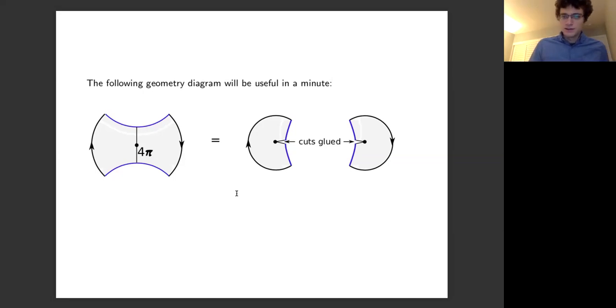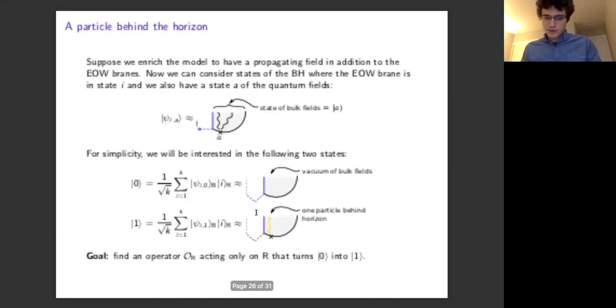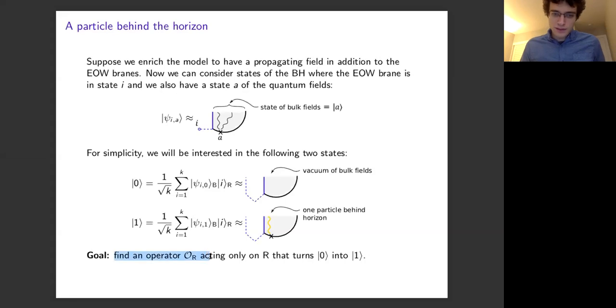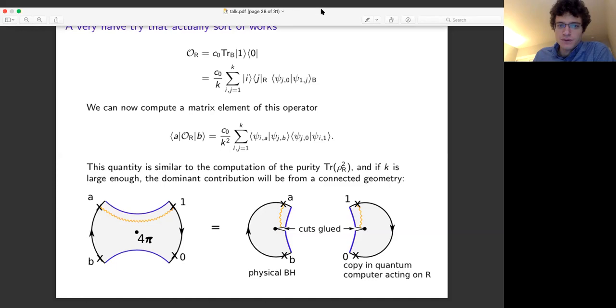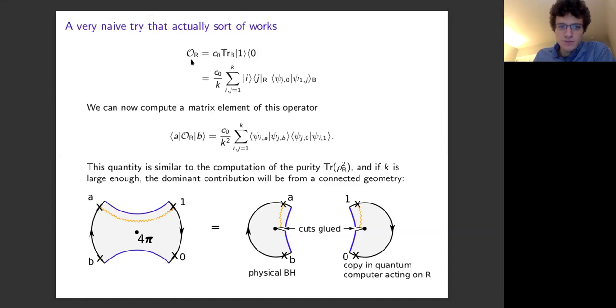Okay, so let's keep that in mind and get back to the thing we want to solve. Remember, the goal is to find an operator acting only in the radiation that turns this state 0 into the state 1. Okay, so here's a very naive try. So let's see, let me try to draw. So for a second here, just ignore this part.